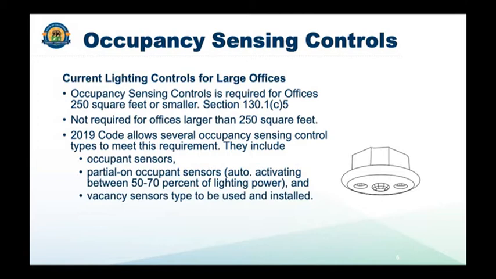Current code mandates occupancy sensing controls for offices 250 square feet or smaller. Several occupancy sensing types can be used for meeting this requirement for offices 250 square feet or smaller. They include occupant sensors, partial on occupant sensors, and vacancy sensors. Current code does not mandate occupancy sensing controls for offices larger than 250 square feet.